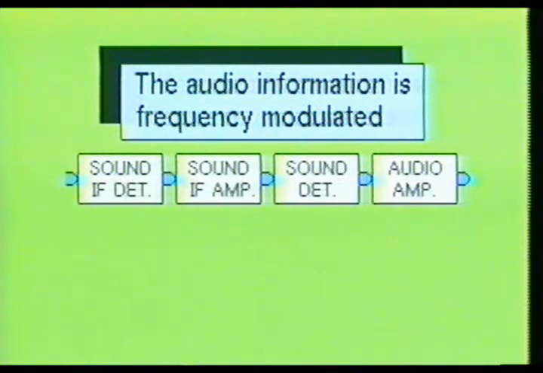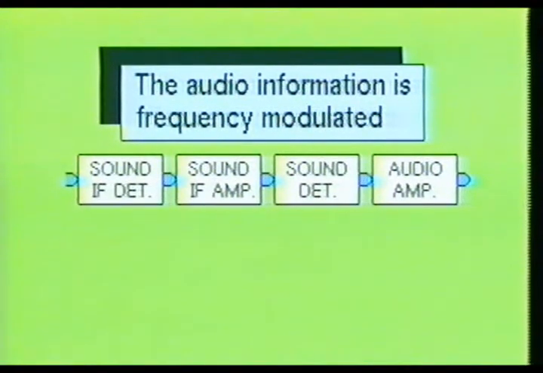The audio section in the TV receiver is very similar to that of a standard FM radio receiver. This is due to the fact that the audio information is in the form of a frequency modulated signal.